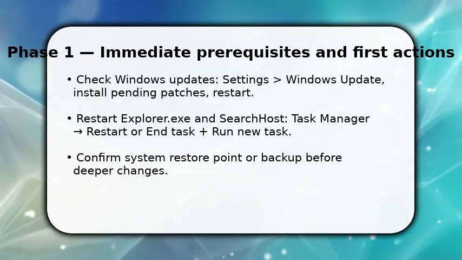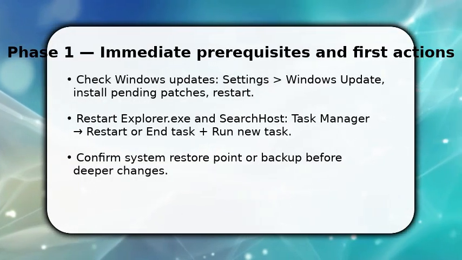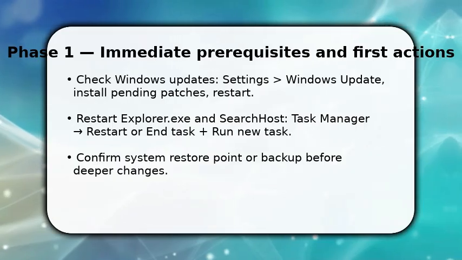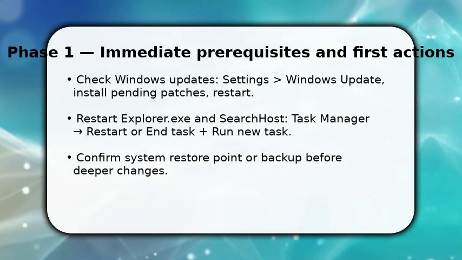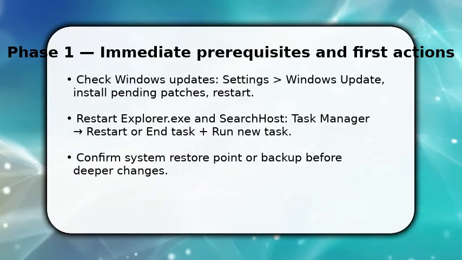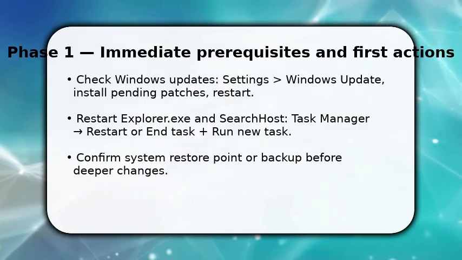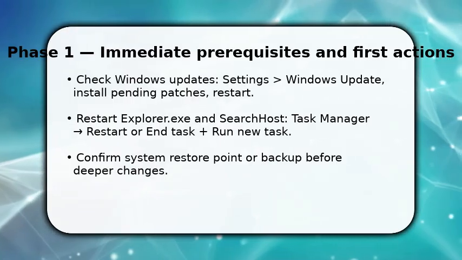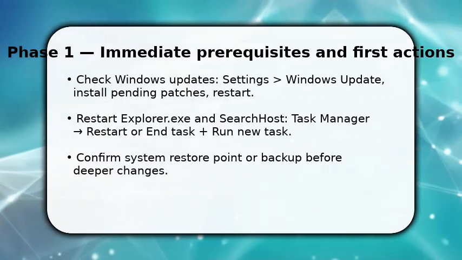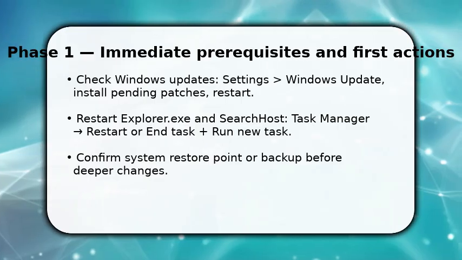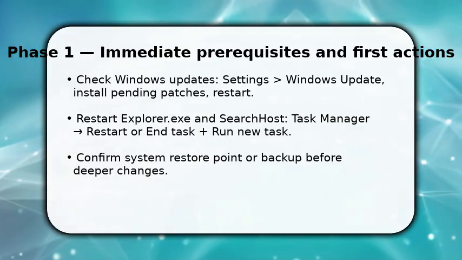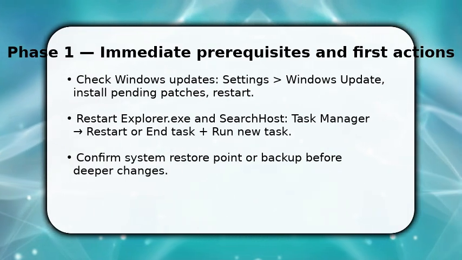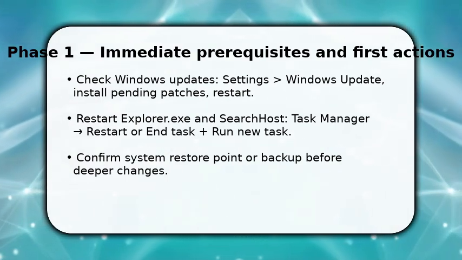You start by taking quick, effective actions. Check for pending Windows updates and install them now, because many search crashes are fixed in cumulative patches. Once done, open Task Manager and restart Explorer.EXE, then locate Search Host or Search UI and restart that process too. This clears hung instances. Make sure to have a restore point or backup before continuing, since next steps change system files and services. These initial steps often resolve the problem without advanced edits.